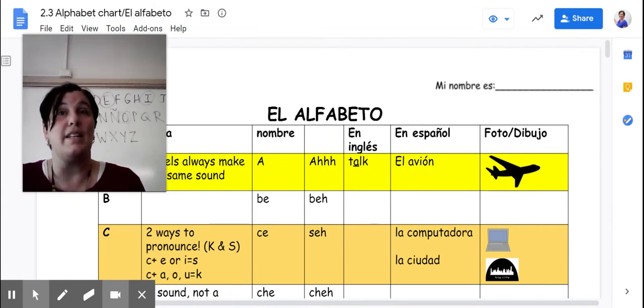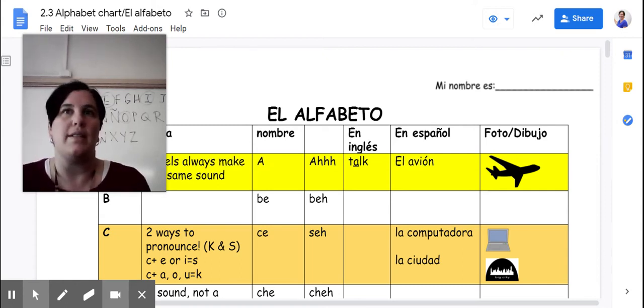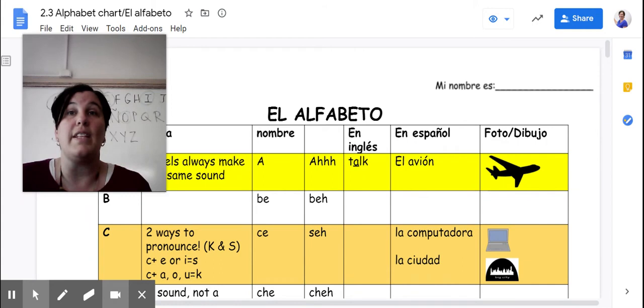The letter C in Spanish is C. Now it depends what letter is coming after it, what sound it makes. So it can make the s sound or the k sound. So you can see it says k and s. If C is followed by E or I, it says s. C followed by E or I makes the s sound. If the C is followed by an A or an O or a U, it makes the k sound.